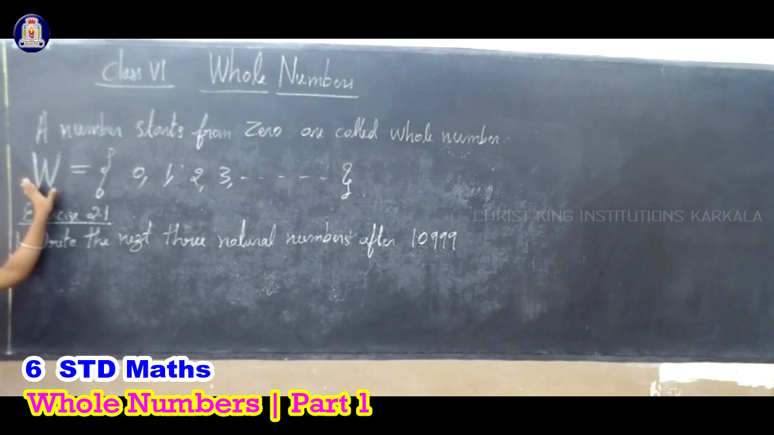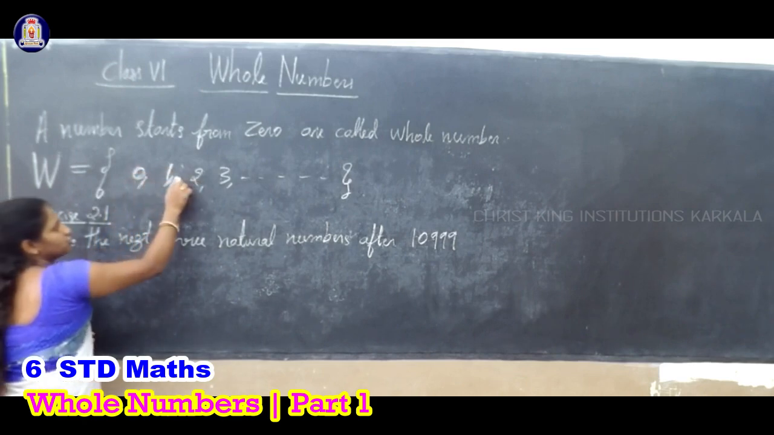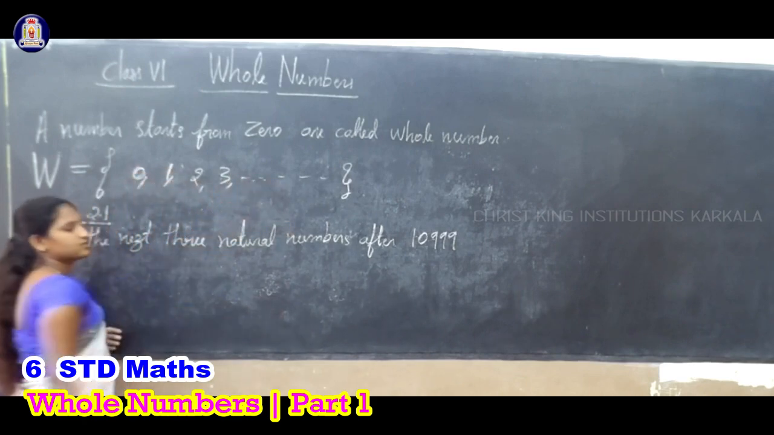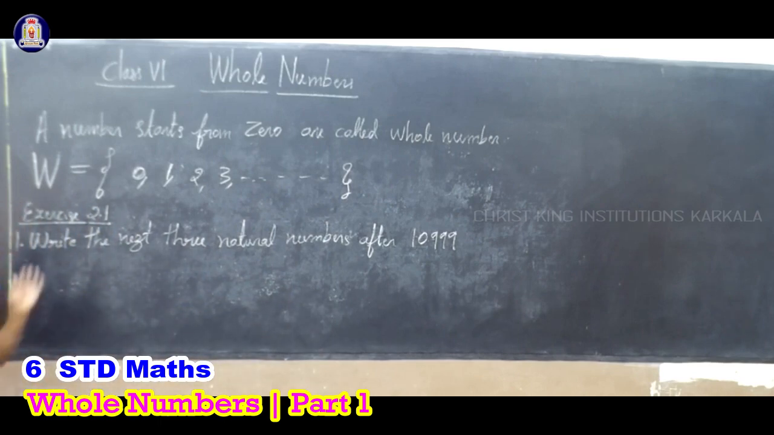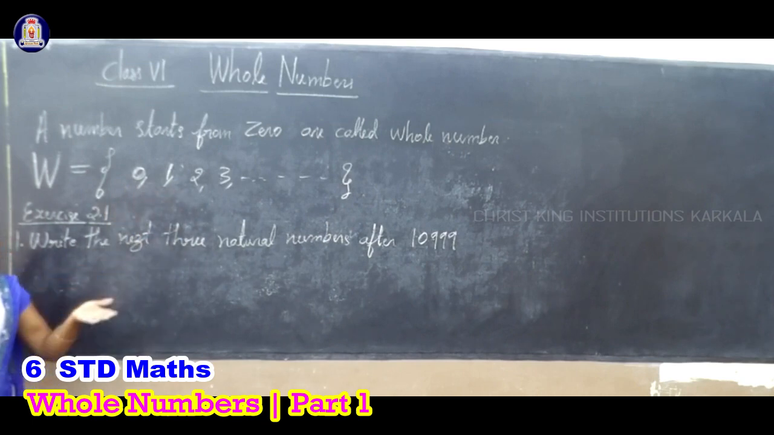So what is the whole number? I have given a definition. A number starts from 0 is called a whole number. So how we will represent? It is a capital letter W. So we can write like this: W is 0, 1, 2, 3, and so on. So this is what a whole number is. A number starts from 0 is a whole number, and a number starts from 1 is called a natural number. You know about even number, odd number, prime numbers, and composite number. So like that we can learn about whole numbers.